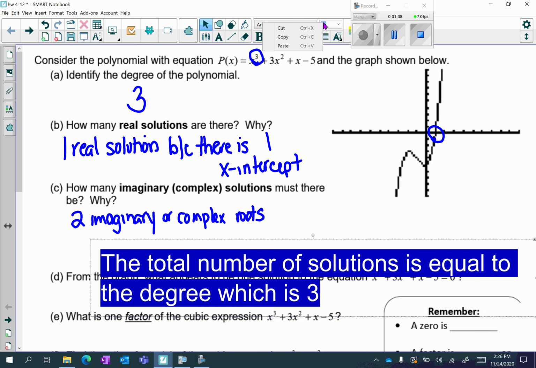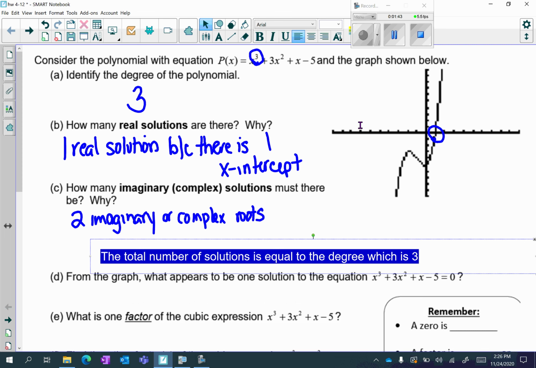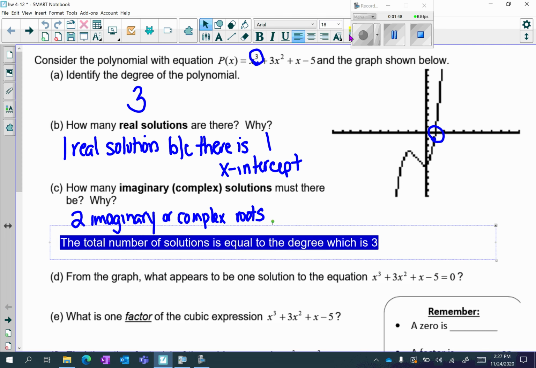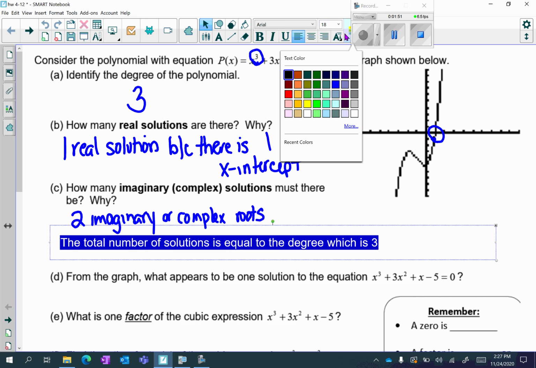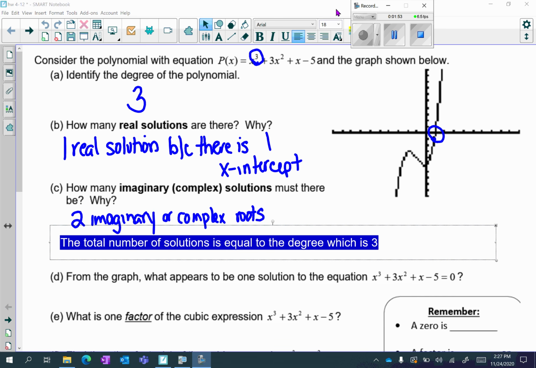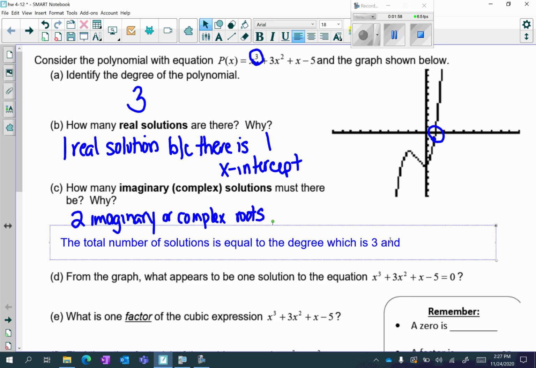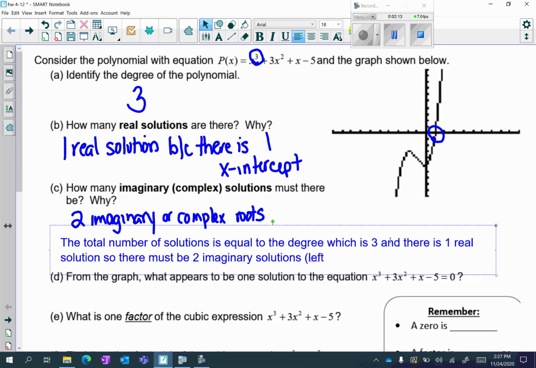Make this a little bit smaller so you guys can see. So the total number of solutions is equal to the degree, which is 3. And there is one real solution, so there must be two imaginary solutions left over.